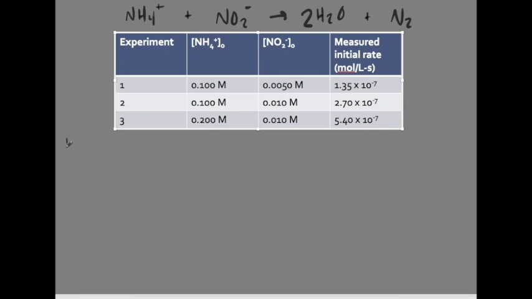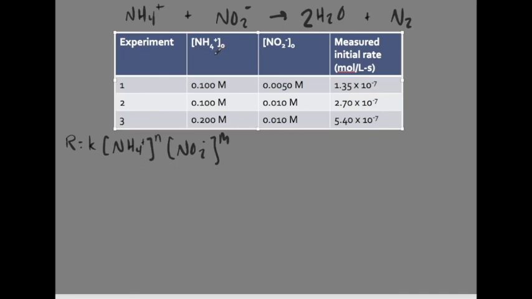So I'm trying to write something that looks like this. R equals K times the concentration of NH4 plus raised to the N times the concentration of NO2 minus raised to the M. I'm trying to find K, N, and M. Well, this experiment uses the method of initial rates. What we're doing is 3 different trials with different starting concentrations. That's what that little O down here means. It means initial concentration, initial concentrations of these 2 substances.